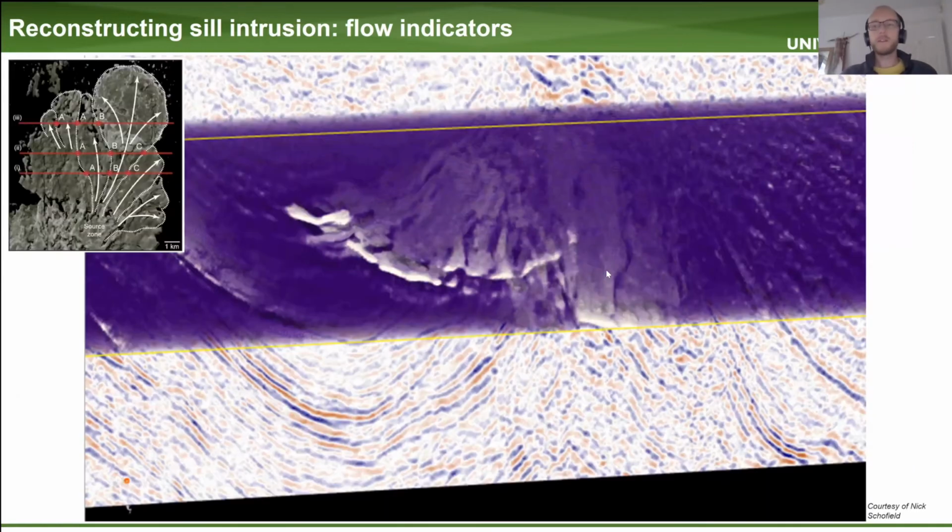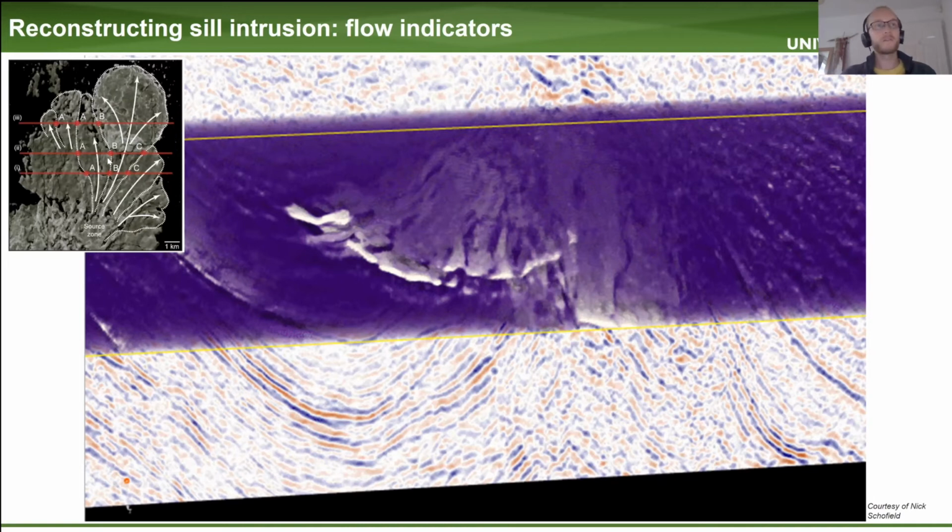So I'm hoping that this video is going to work. And what we're looking at here is we're still dealing with this sill intrusion. What we're looking at is an oblique view through the seismic 3D volume. All the dim reflectivity has been made transparent, and we're just looking at the sill.